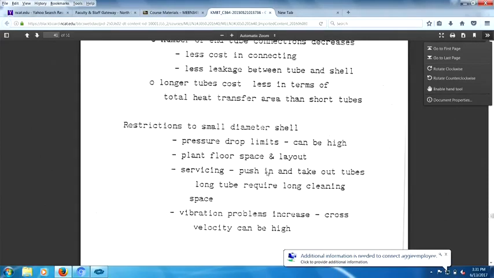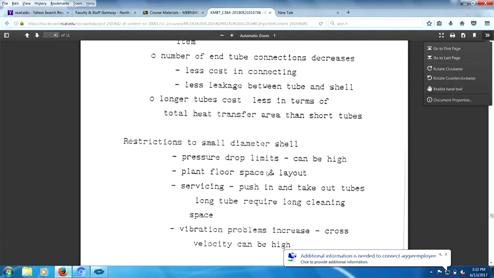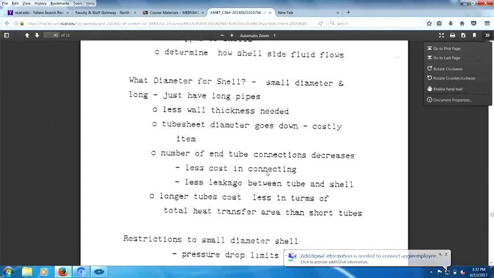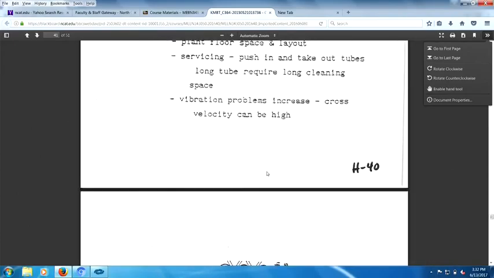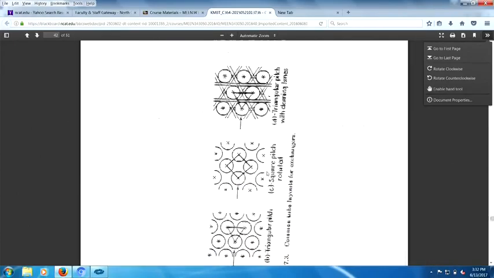There you go, laddie. You're going to pull your bundle. Push in, take out. Long tubes require longer cleaning space. Vibration problems also increase with longer tubes. So there's a trade-off here, different things for different folks. And these are interesting design questions, right? Now, if you've been designing for quite some time, it's no problem.